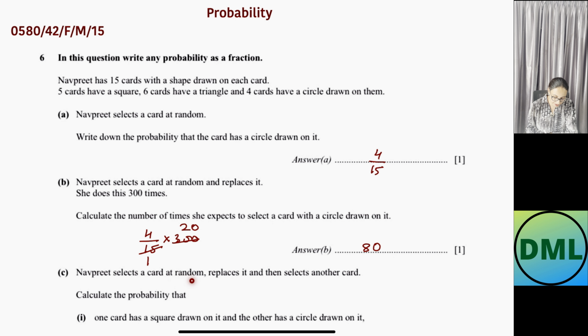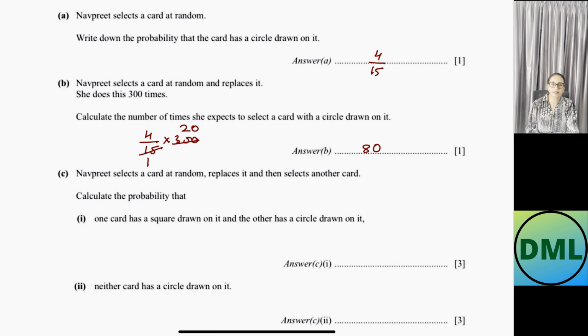Navpreet selects a card at random, replaces it and then selects another card. That means she is picking 2 cards, one at a time. Calculate the probability that one card has a square drawn on it and the other card has a circle drawn on it. It doesn't say whether the first card has to be a square or the first card a circle, so I have to take both the probabilities together.